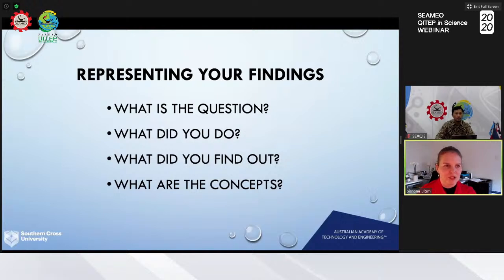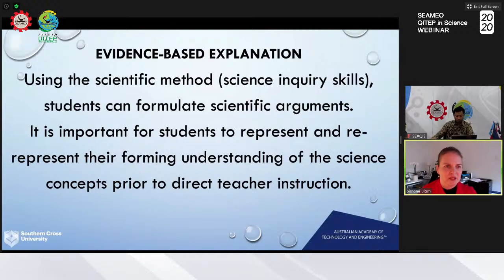Now, I know Connie's going to talk about this very shortly, about representing your findings, but this is often the most challenging thing for students to do, is to actually bring all that data together and everything they've learned and put it into a clear, concise summary and discussion of their findings and come to some clear conclusions. So evidence-based explanations are something that is really important in science and STEM education as well. But I'll leave Connie to talk about that.